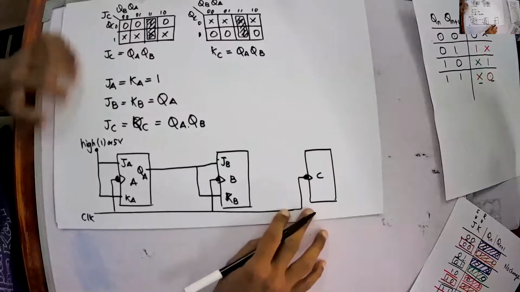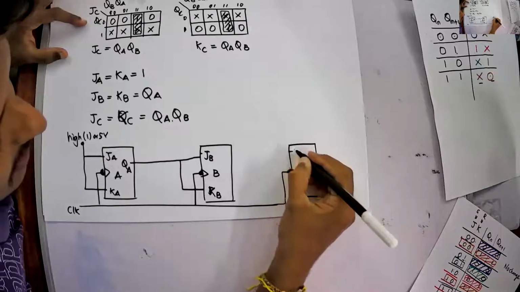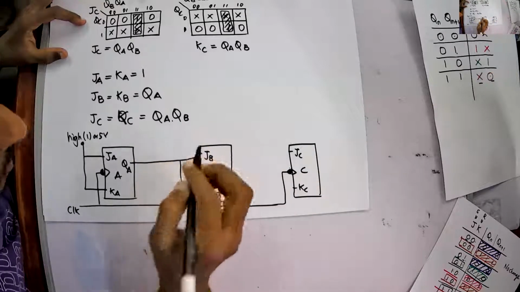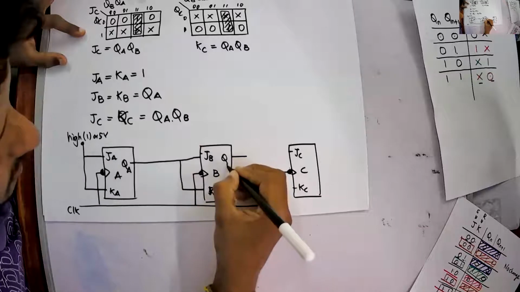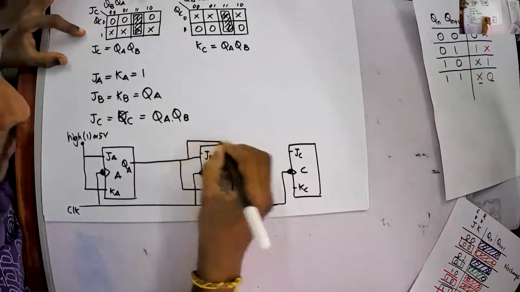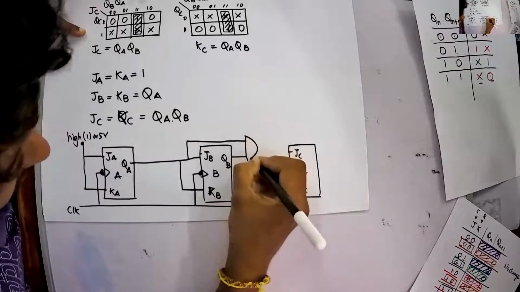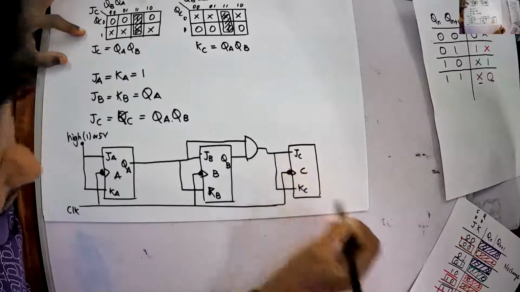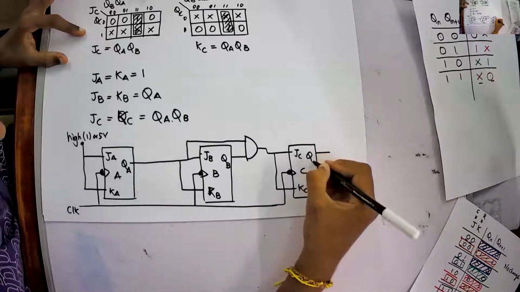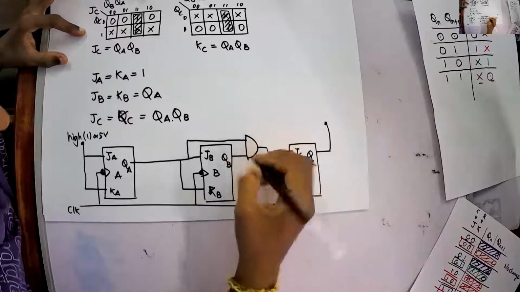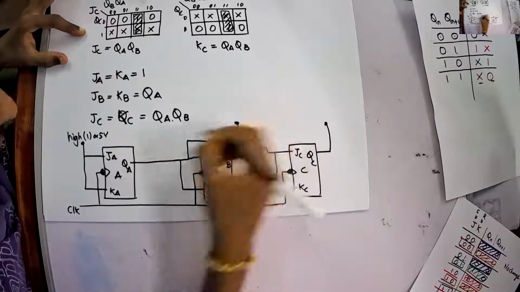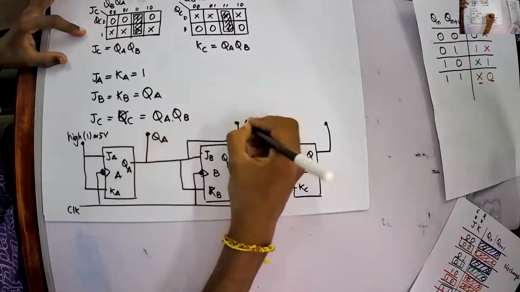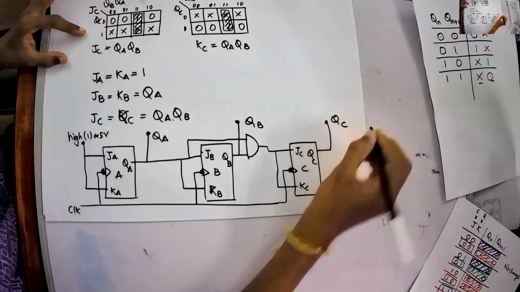Clear? Both are QA. Similarly, what is my JC and KC? They are QA dot QB. Let me have QB here. So this is my QA, and then I can put it into an AND gate, and that is my JC and KC. This is my QC. So I can get the output from QA, QB, and QC. Clear?